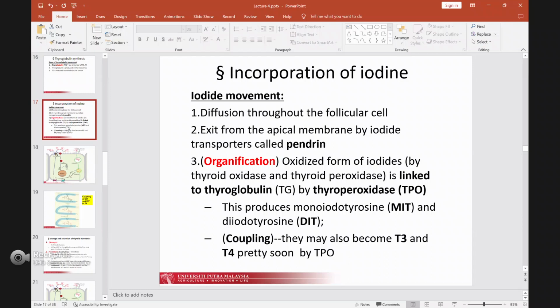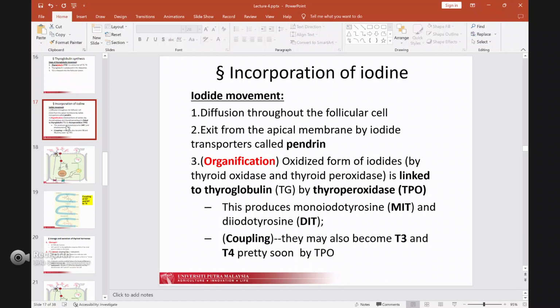Then we have the last process, coupling, which also happens by TPO. After we have the MIT and DIT inside the thyroglobulin, they couple to each other and bind to form thyroid hormones. To produce T3, MIT binds with DIT, which means we have three iodine in total. MIT contains one iodine while DIT contains two. When they couple together, they form T3 hormone.